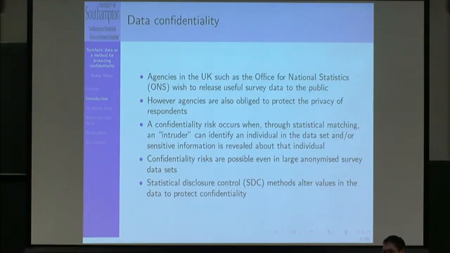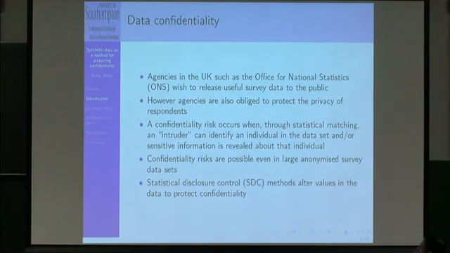So an intruder might possess some information about someone, and then thinks that individual participated in a data set, in a survey, let's say, and so they try to match the information they have to the information given in the data. If they can find matches, then there's a good chance they could find that individual and then learn maybe some new information that they didn't know about the individual that was reported in the data set. I think we're all familiar with that. And so these confidentiality risks are possible even in large anonymized survey data sets.